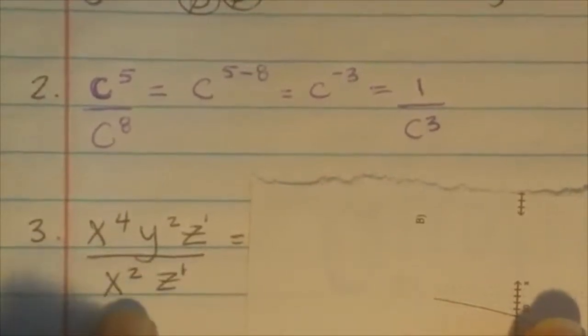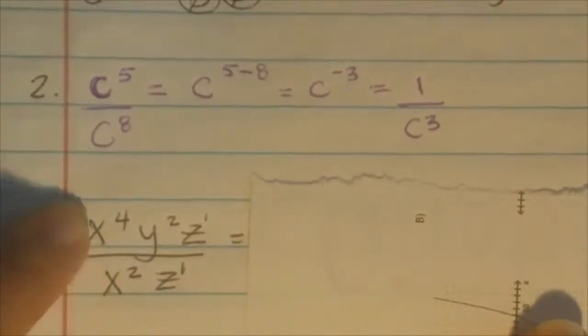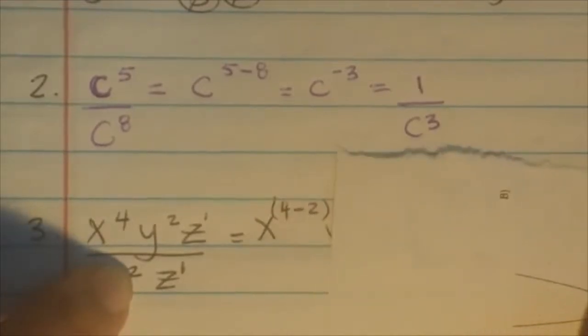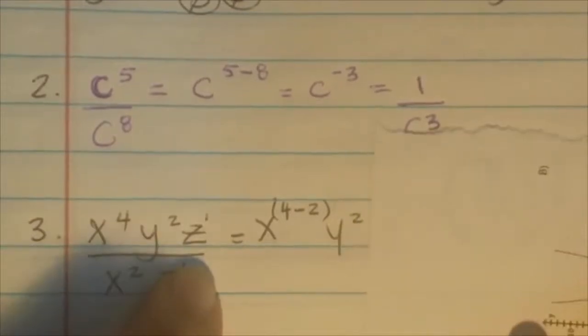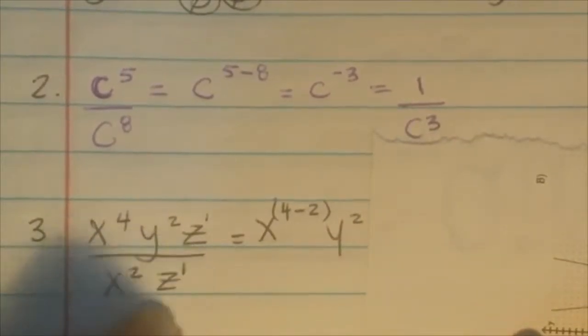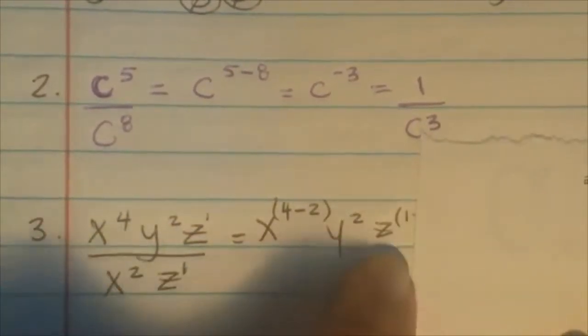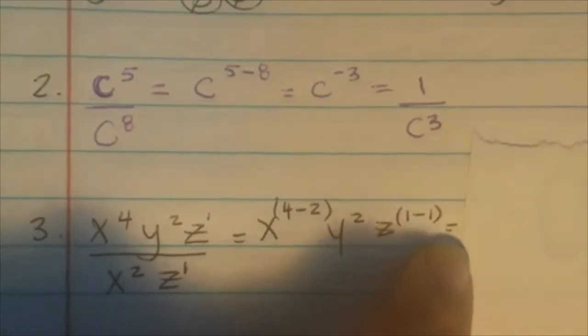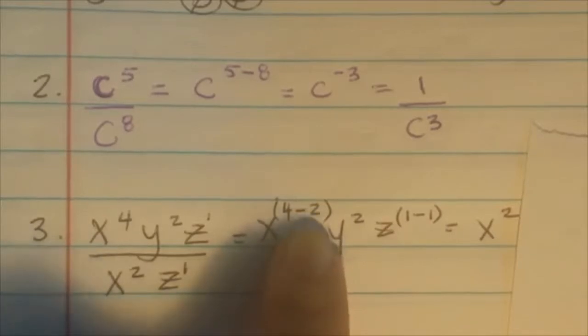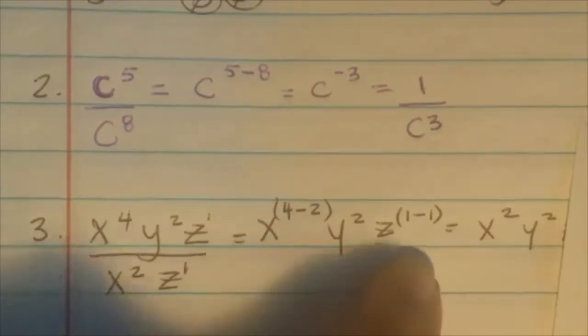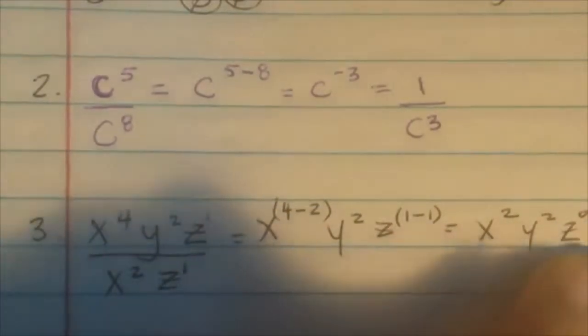Alright, so we've got, again, quotient. We've got a mixture of quotient and product here. So look at the x's, we've got a quotient, so it's going to be 4 minus 2 because quotient is subtract. With the y's by itself, so nothing. With the z's, you've got a quotient, so you subtract 1 minus 1. Simplify that. What's 4 minus 2 on the x is going to give you x squared. Y squared is by itself, so that's y squared. And then z, 1 minus 1 is 0.